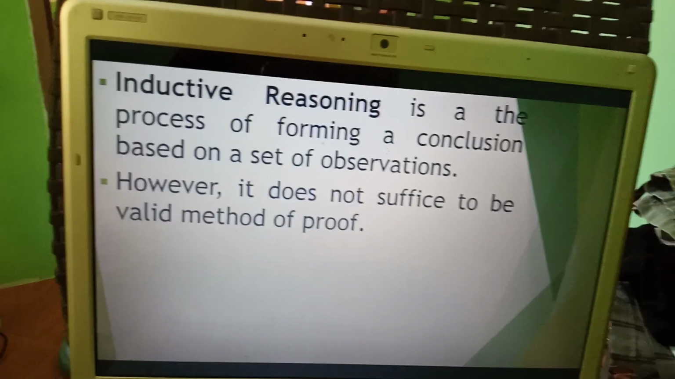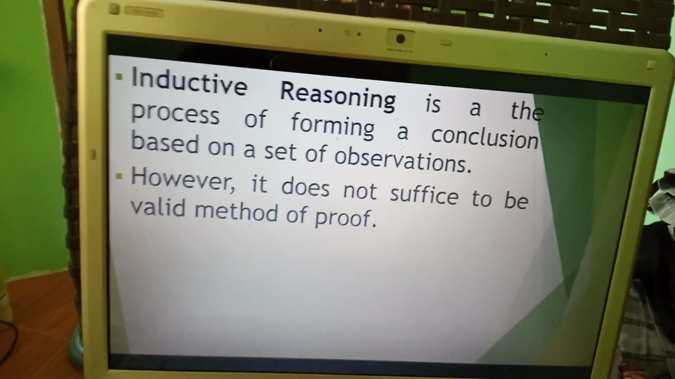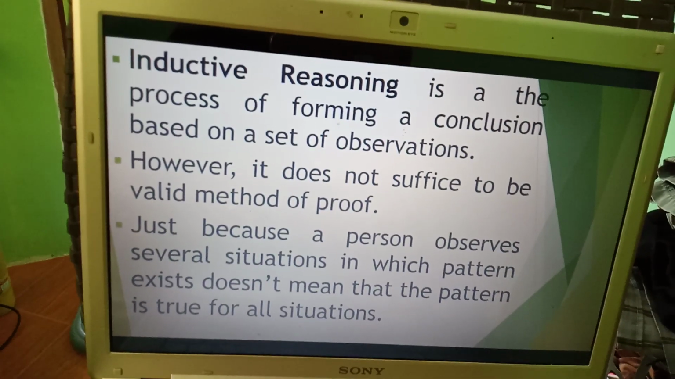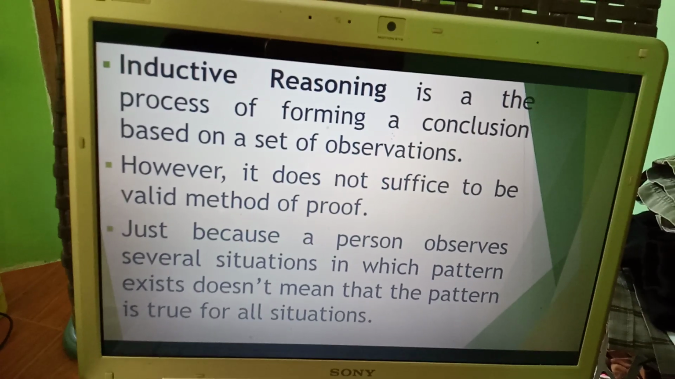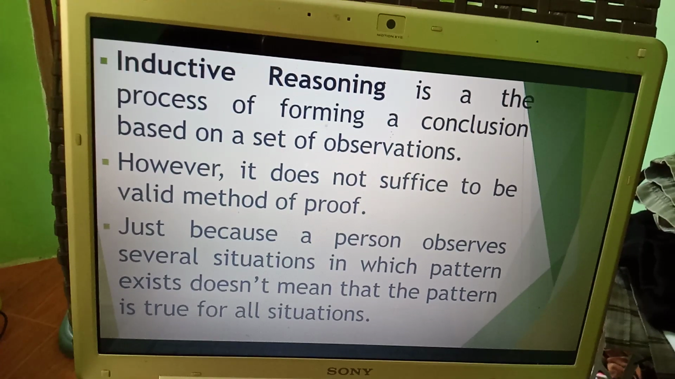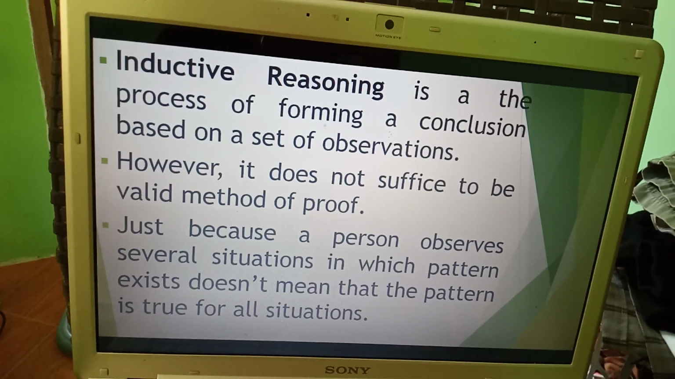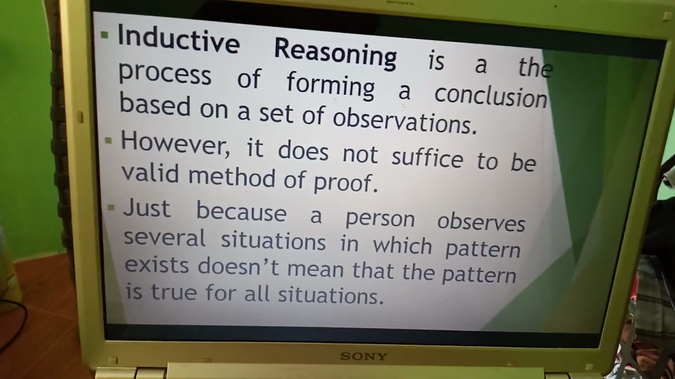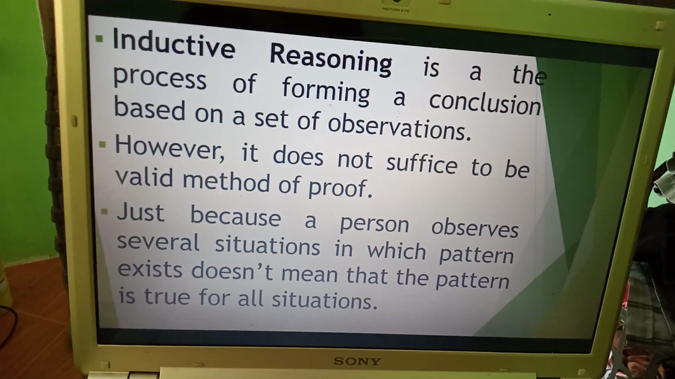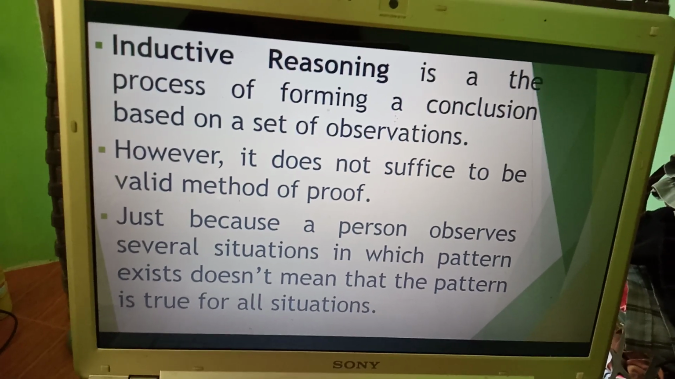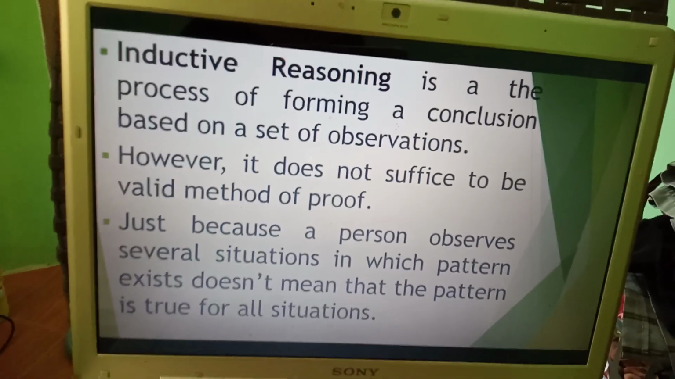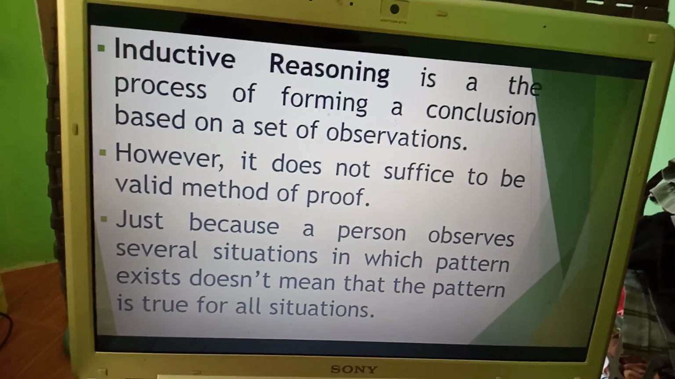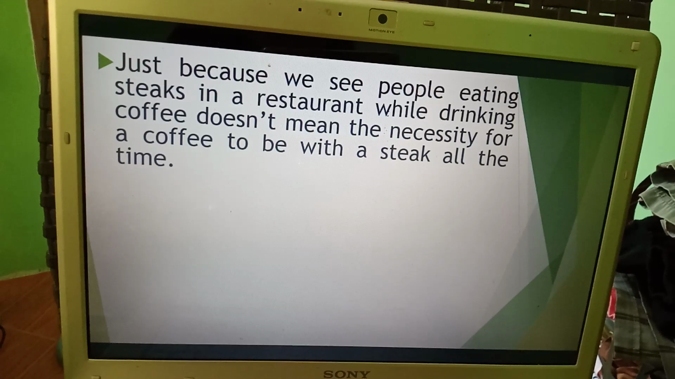Okay? Hindi ito magiging enough for you to make a certain proof or to prove something. Okay? Just because a person observes several situations in which a pattern exists does not mean that the pattern is true for all situations. So, as you can see, not all patterns will lead to the same result. Okay? So, minsan, akala nyo tama yung pattern, pero the pattern itself pala will not be true to all situation. Okay? So, let's have an example.